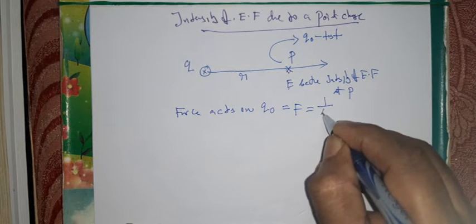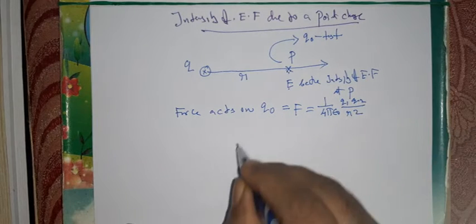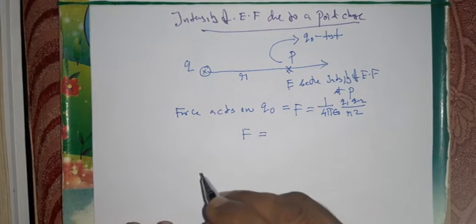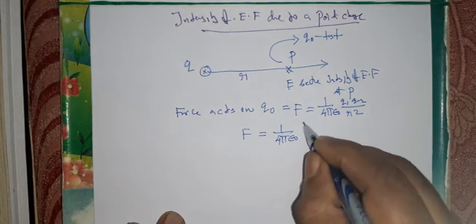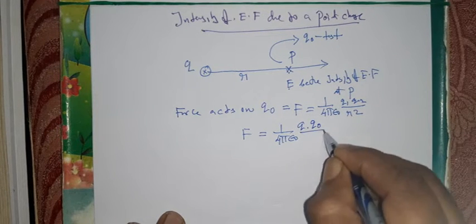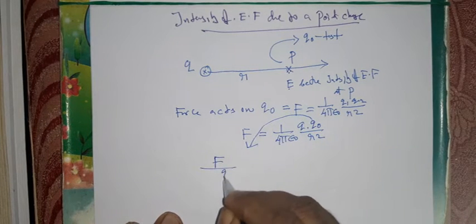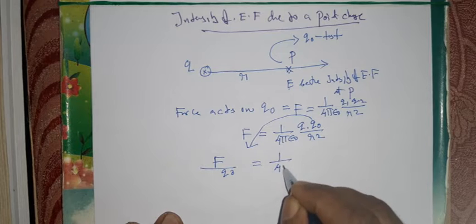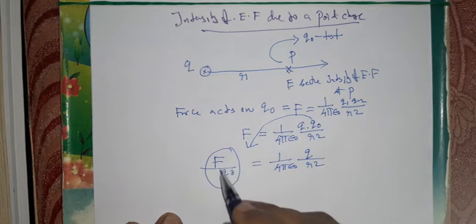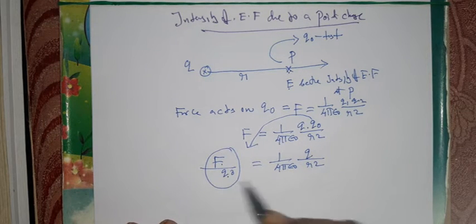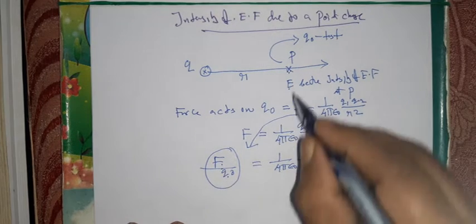The formula is 1 by 4 pi epsilon 0 into Q1 Q2 by R square. Once you substitute the values, you are getting F is equal to 1 by 4 pi epsilon 0 into Q into Q0 by R square. You bring the Q0 here. Then F by Q0 is equal to 1 by 4 pi epsilon 0 into Q by R square. What is F by Q0? It is the force acting on a unit positive charge placed at P. We have the formula E is equal to F by Q. Therefore, this is the E at P.